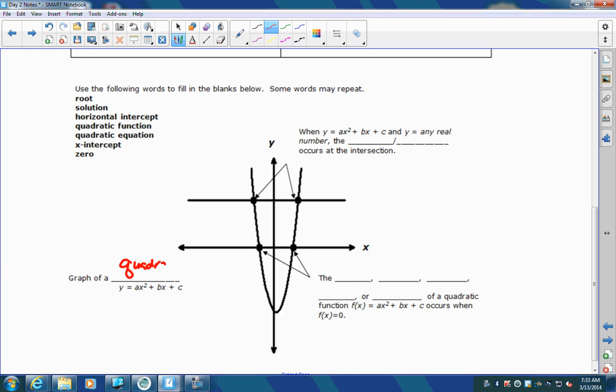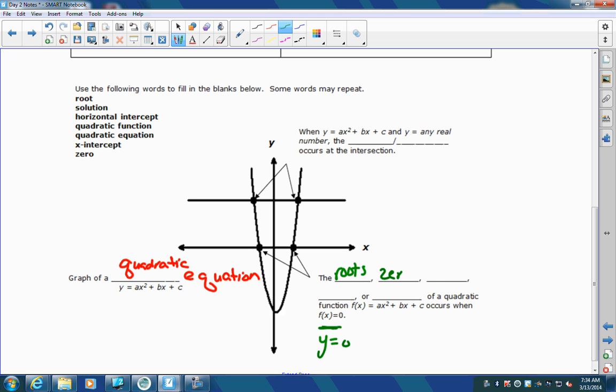I'm just reviewing some of the vocabulary. So the quadratic equation is y equals ax squared plus bx plus c. We'll talk about that in a minute. When they ask for your solutions, when y is equal to 0, f of x equals 0 means y is equal to 0, they are asking you to find the roots.